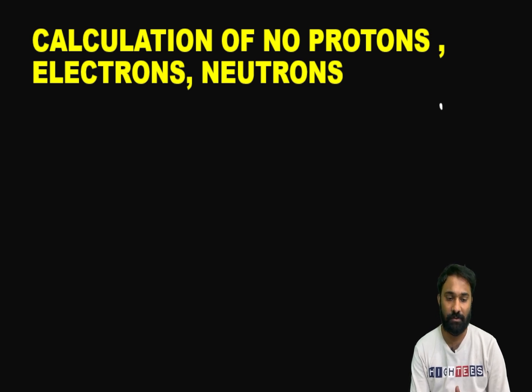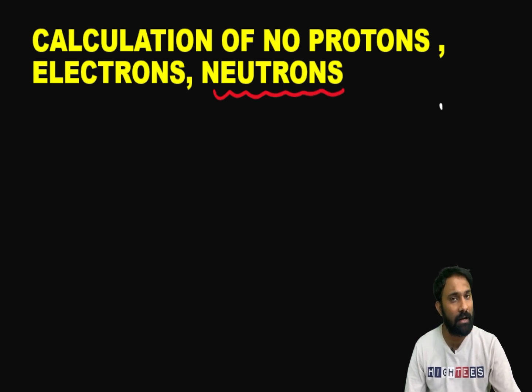Now next we are going to calculate the number of protons, the number of neutrons and the number of electrons for the given species. If one species is given, sir, how do we calculate the number of protons, neutrons and electrons? Now you see here, first how to calculate the number of neutrons, I will explain. Protons and electrons, I already explained.